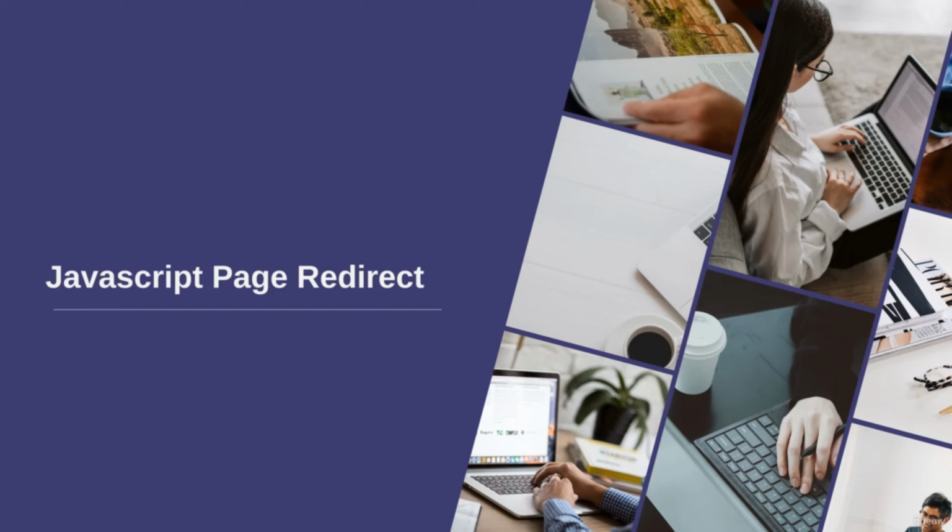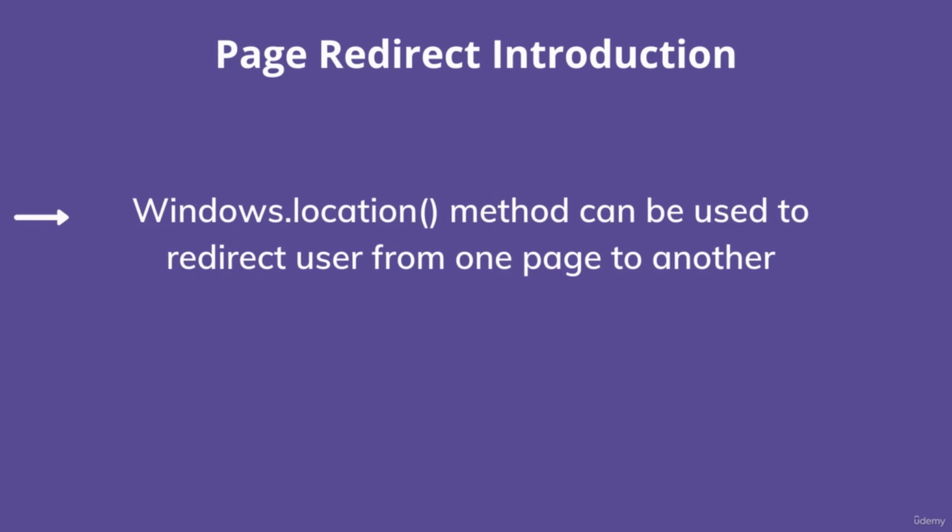A website is nothing but a collection of interlinked web pages. So using a hyperlink, you can navigate from one page of a website to another. But if it is required programmatically, like after a particular operation you want to go to some other page, for example, as soon as you submit your form, you want to go to another page which will give you confirmation like your data has been saved.